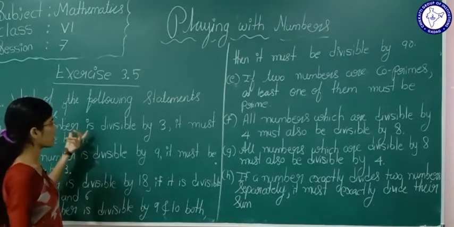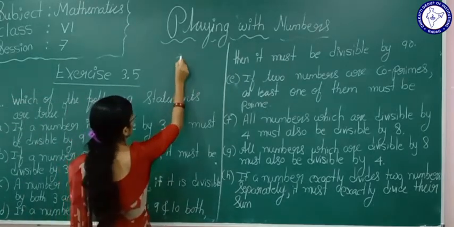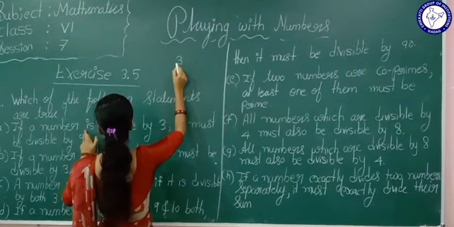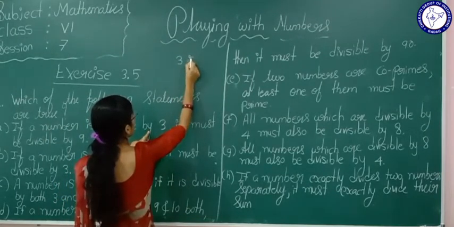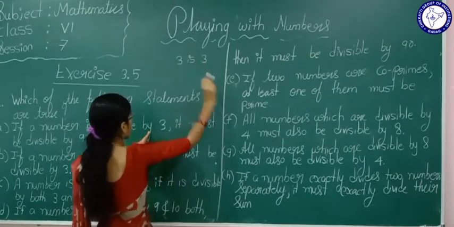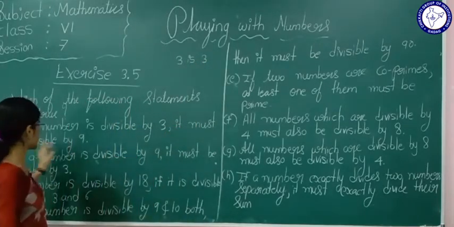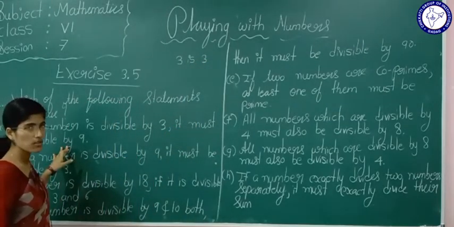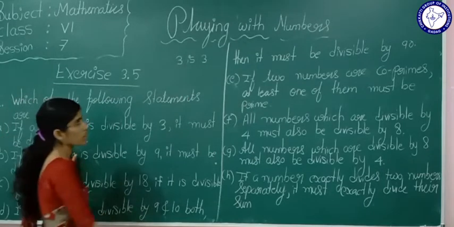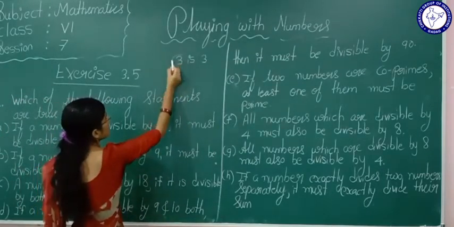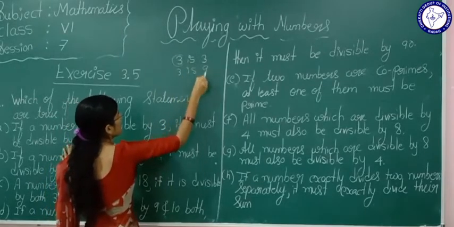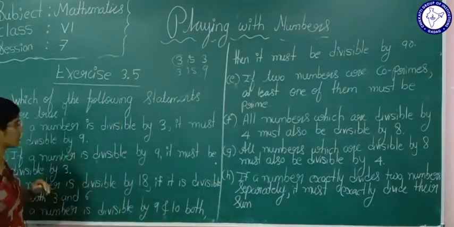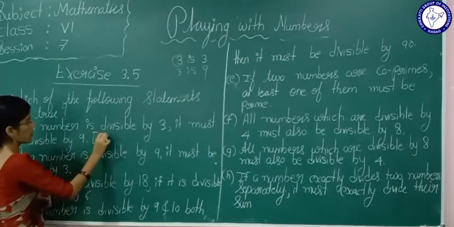Now, see here, take any number. I will take 3. If a number is divisible by 3, here 3 is divisible by 3, yes or no? 3 is divisible by 3. It must be divisible by 9 also. Okay, is 3 divisible by 9? This is not possible, right? This is false.